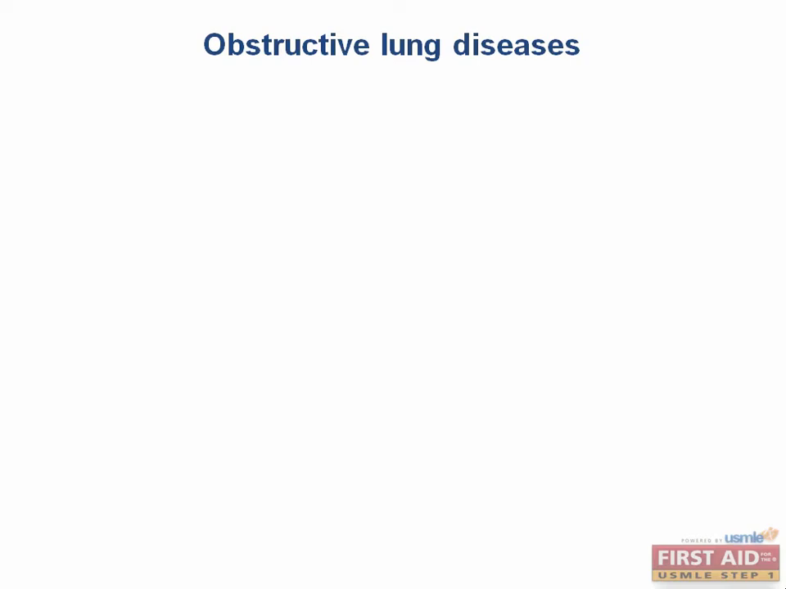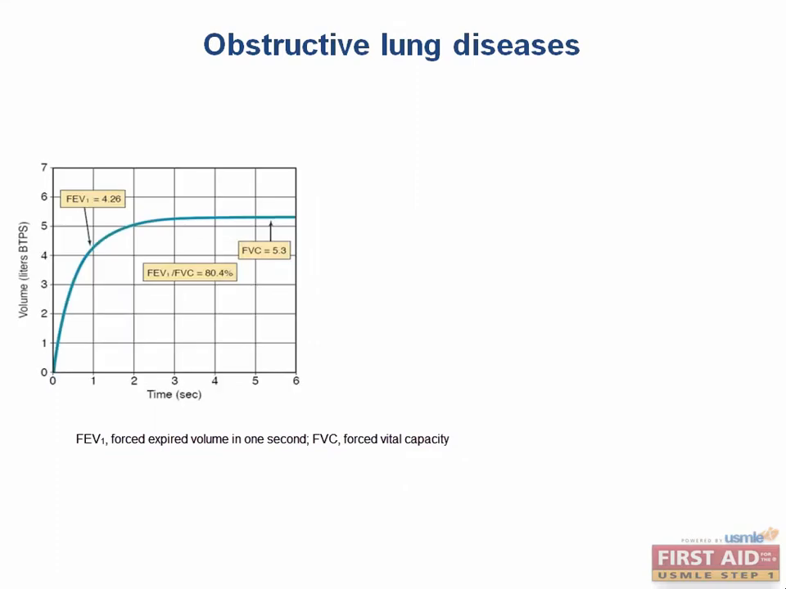So here's another huge topic for board exams, and it's a big group of diseases in general. How big, you ask? Well, COPD alone kills more than 125,000 Americans each year. To understand obstructive lung disease, it's important to understand forced vital capacity and forced expiratory volume in 1 second. Do you recall what volume of air the forced vital capacity measures?